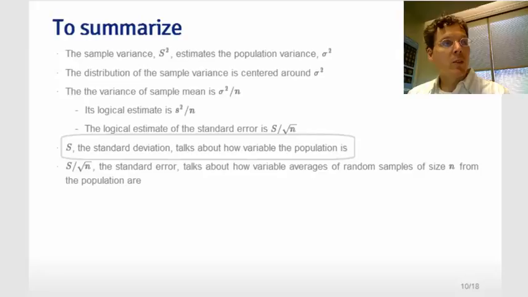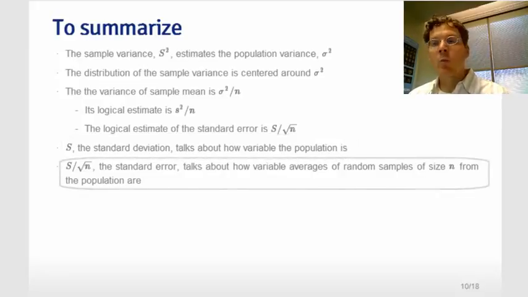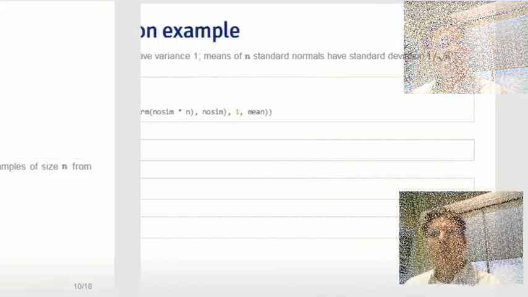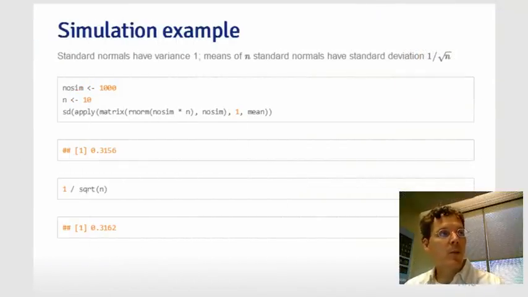So s, the standard deviation, is really an estimate of how variable your population is. S over square root n, the standard error, is really talking about how variable averages of random samples of size n are from the population. So let's go through some simulation examples.